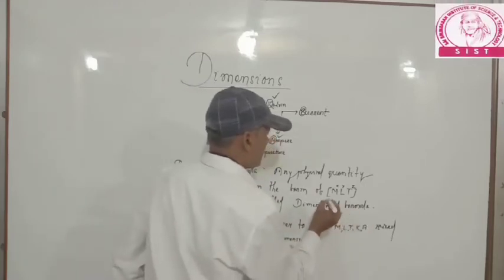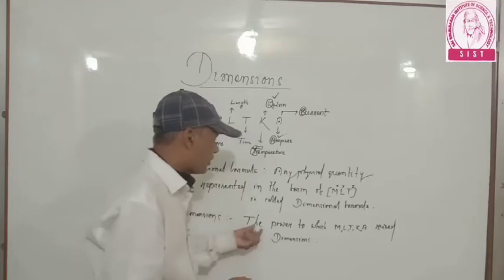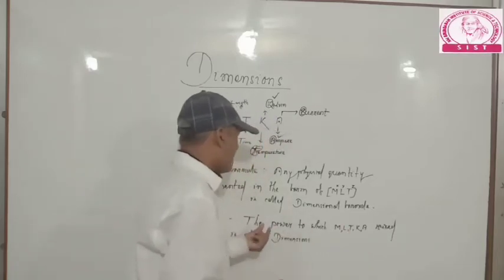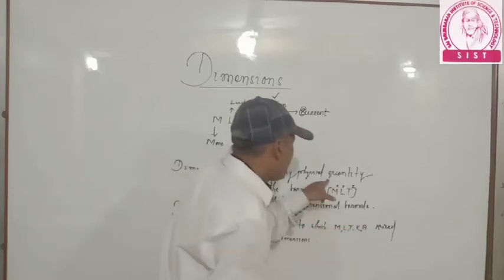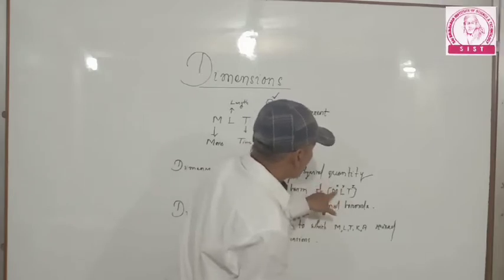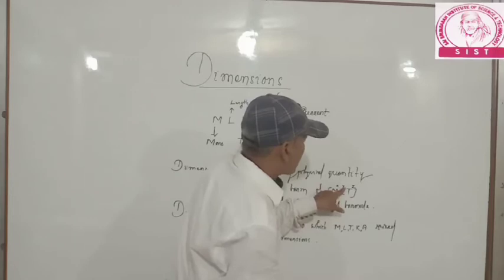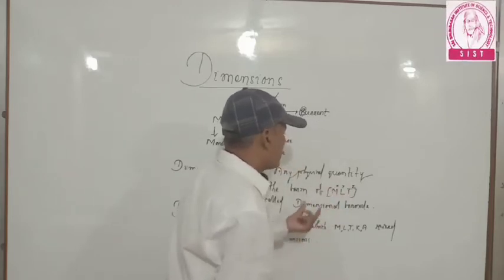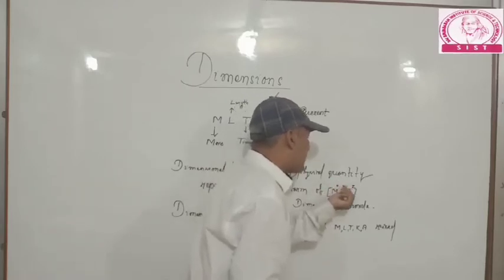You see, according to the definition of dimensions, the power to which M, L, T, K are raised is called dimensions. Here you see the power to which M, L, T are raised. The power of M is X, L is Y, T is Z. So the dimensions of the physical quantity are simply X, Y, Z.